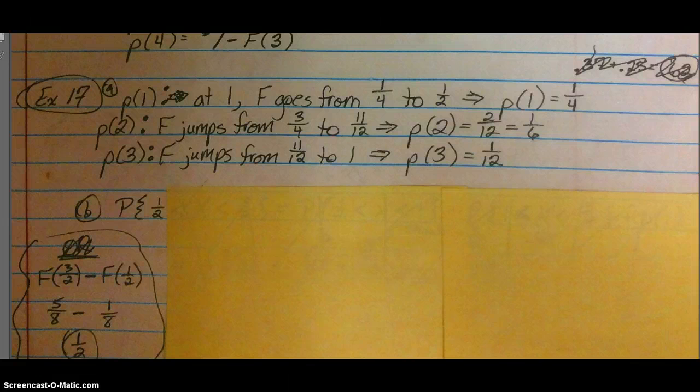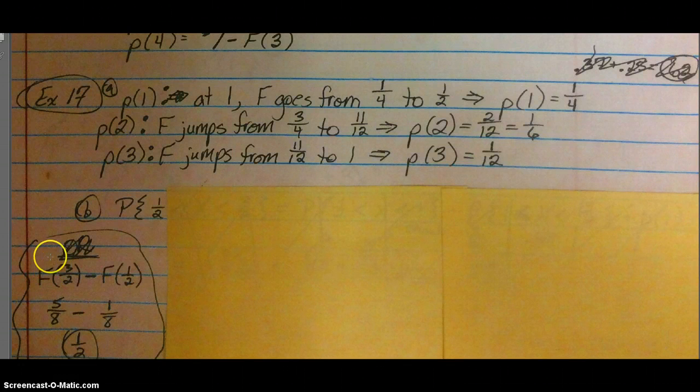For part B, we want to know the probability that x is between 1/2 and 3/2. Now notice that there is no specific jump at 1/2 and 3/2. How do I know that? Well, if you look at how the CDF is defined, the only potential jumps come in at 0, 1, 2, and 3, and it doesn't even mean there is a jump there, but those are the only potential breaks in the continuity. So 1/2 and 3/2, it doesn't really matter if we include those points or not. That's the point I'm trying to make here.